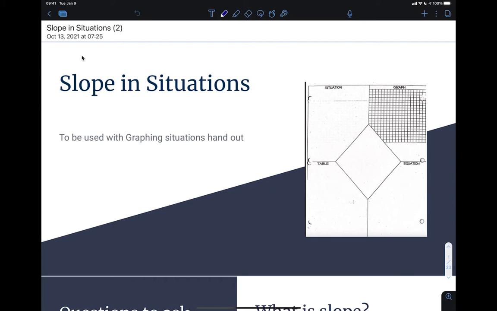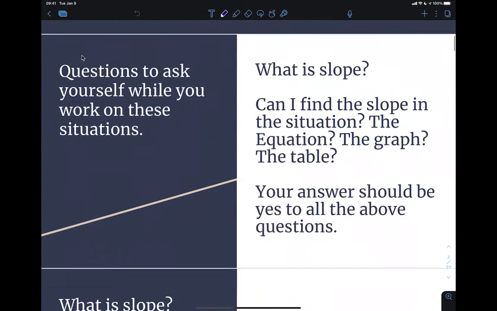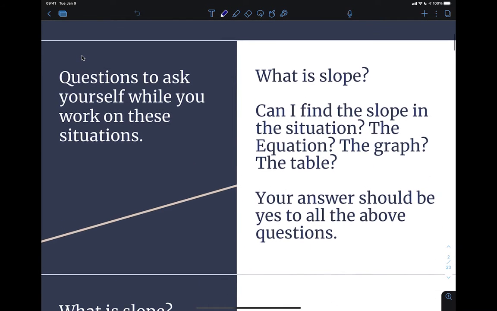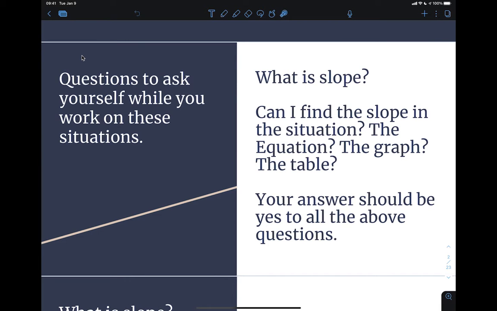So, today we're going to really look deep into slope in our situations. We're going to be using these graphing sheets that we use in class to help guide us along today. All right. So, the questions you need to ask yourself while we're working on these situations is what is the slope? Again, that's today's focus.